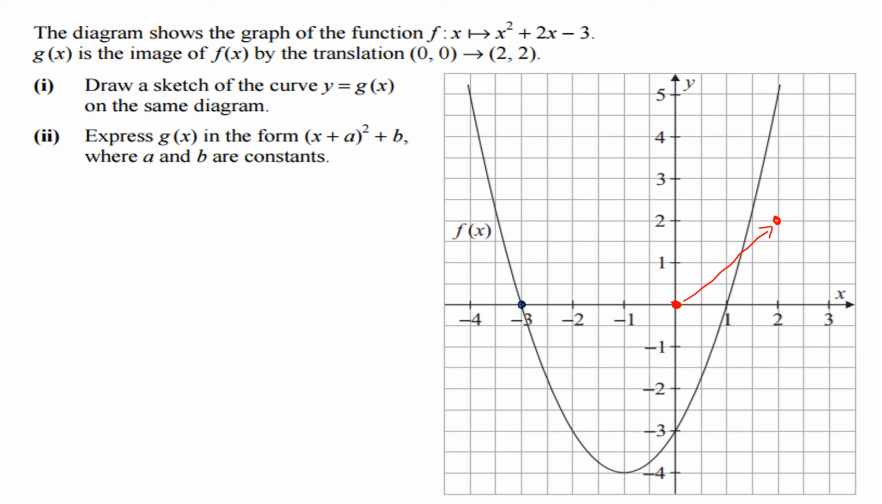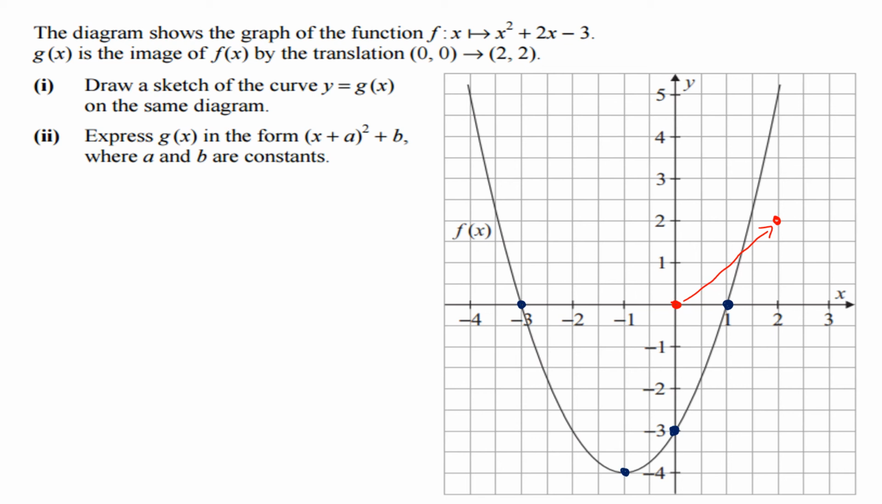graph. So I'm going to take the root. I'm going to take the minimum point. I'm going to take the y-intercept. I'm going to take the other root. And you can take more, but that should be sufficient. And then I'm going to translate those, move them, the same way that we've been shown, as in from 0, 0 to 2, 2. That movement is 2 units to the right, 2 units up.